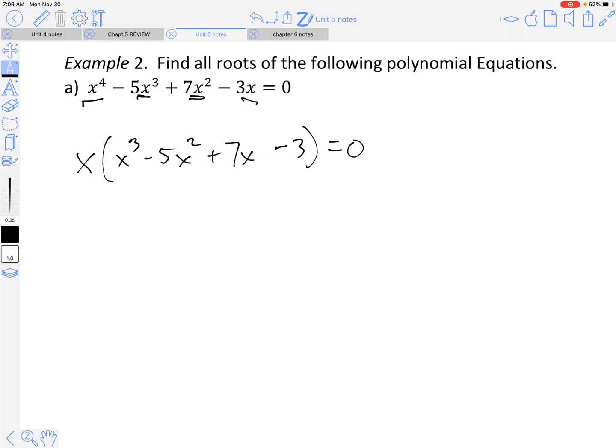Alright, so technically, I already have one of the 4 solutions. X is going to be equal to 0, and you're going to see why in a second if you don't realize it right now. But I still got to work on this beast.